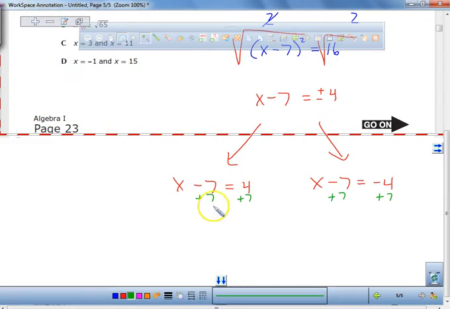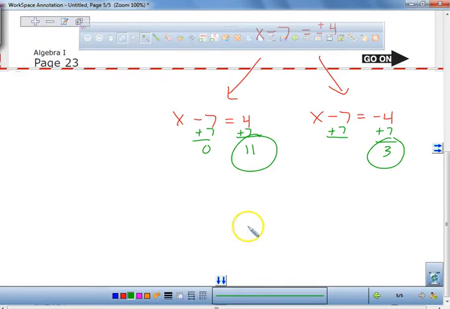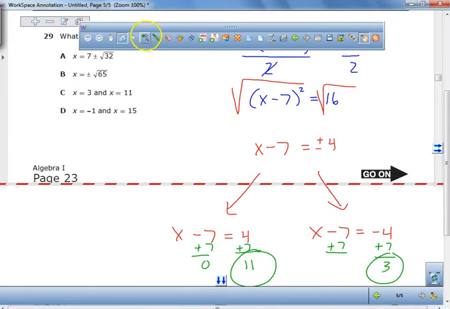Alright, so here we go. That zeroes out. What's 4 plus 7? 11. And negative 4 plus 7 is 3. So what are my 2 answers? 11 and 3. Alright, so my solution set would be 3, comma, 11, also known as x equals 3 or 11. So what is our final answer by hand? Our final answer is C.